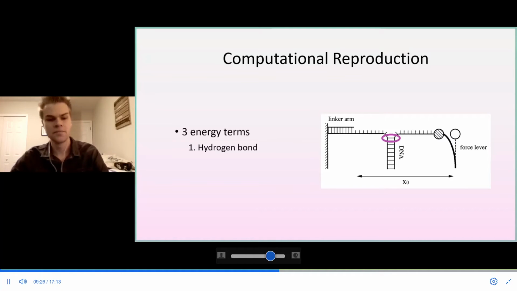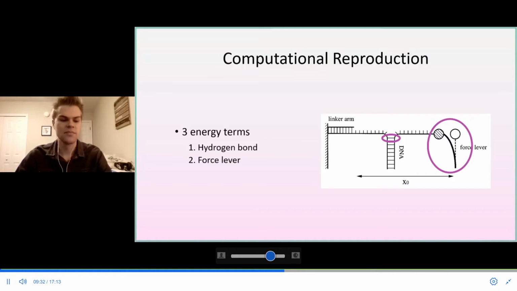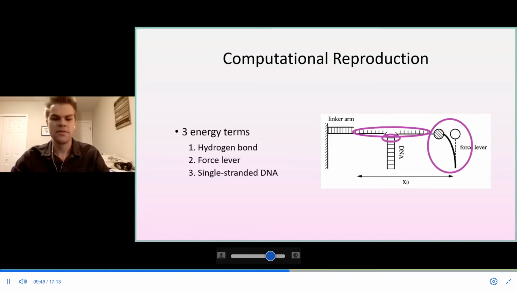Then we have the force lever, which, remember, behaves like a spring, so it has potential energy associated with it. We know from classical mechanics this is 1/2 kx squared. And finally, the single DNA strand, which, since this also has its own force extension relationship that we've already talked about, supplied by Stevens, this also has a potential energy associated with it.